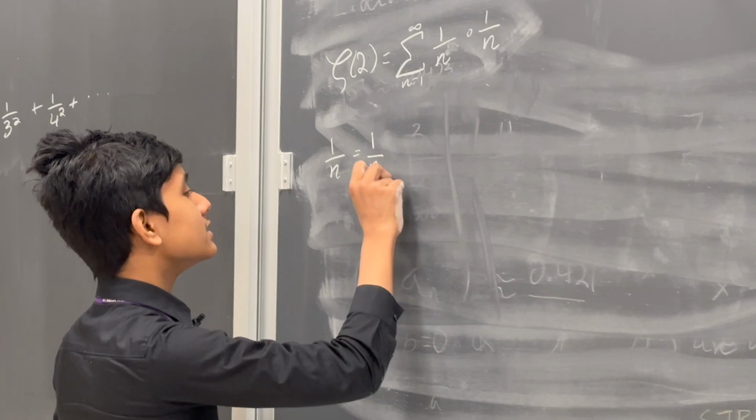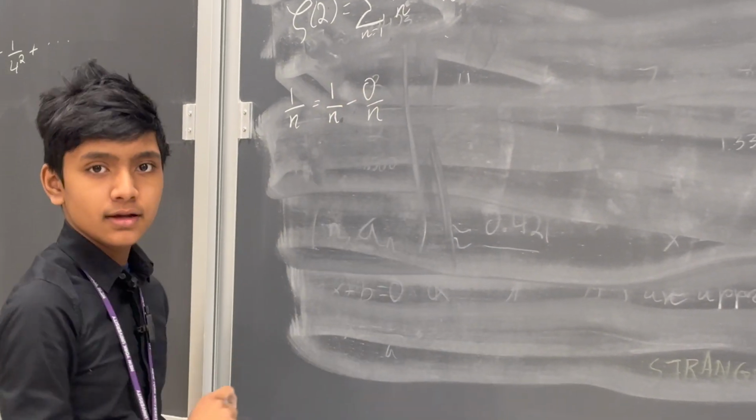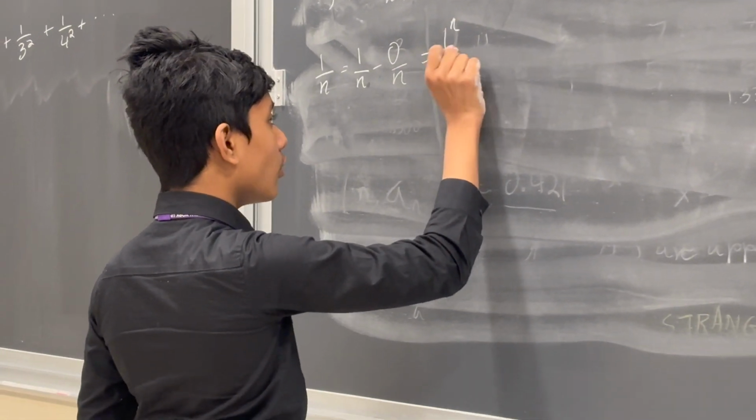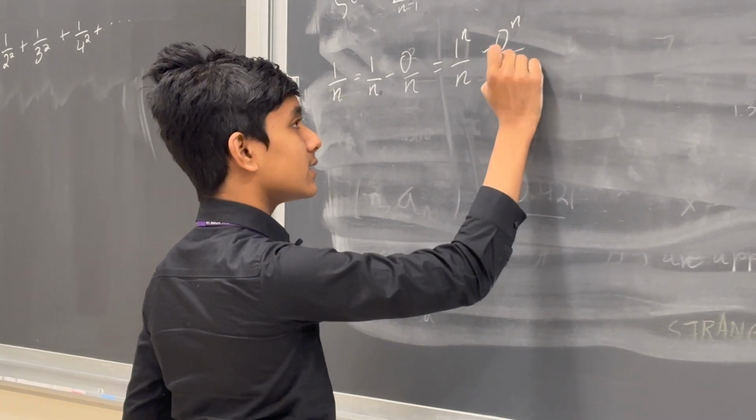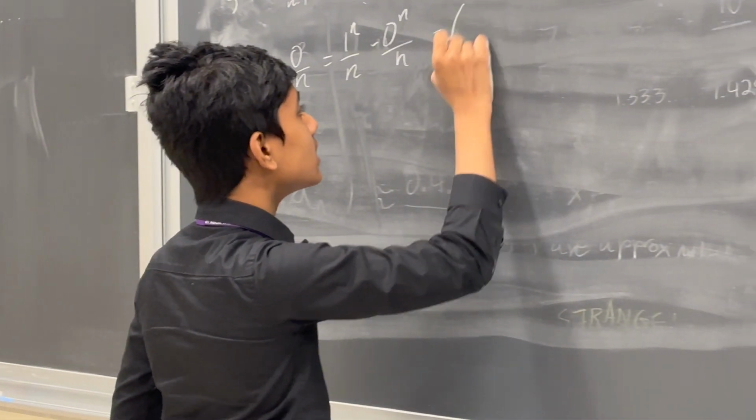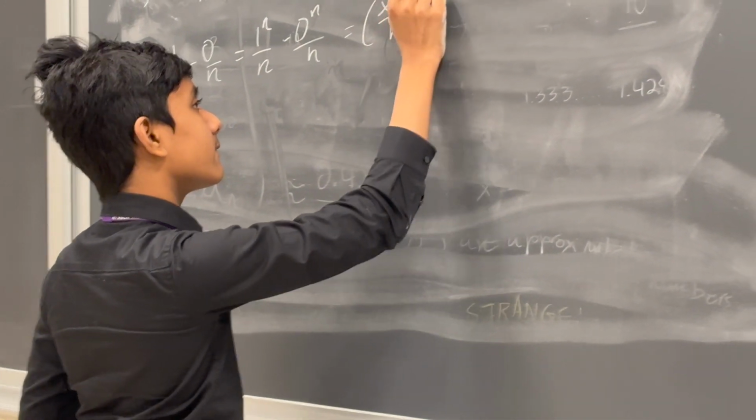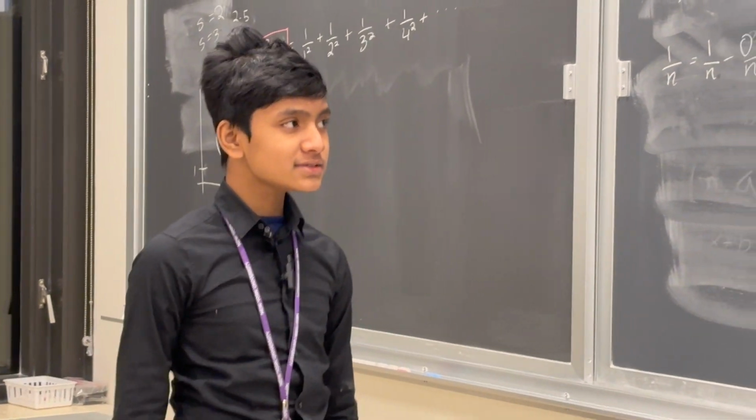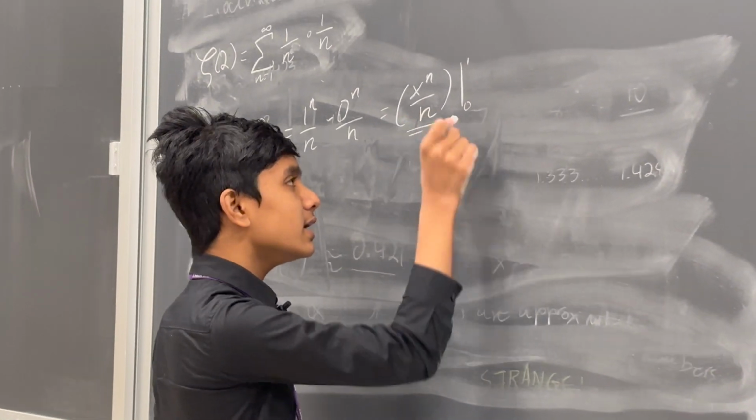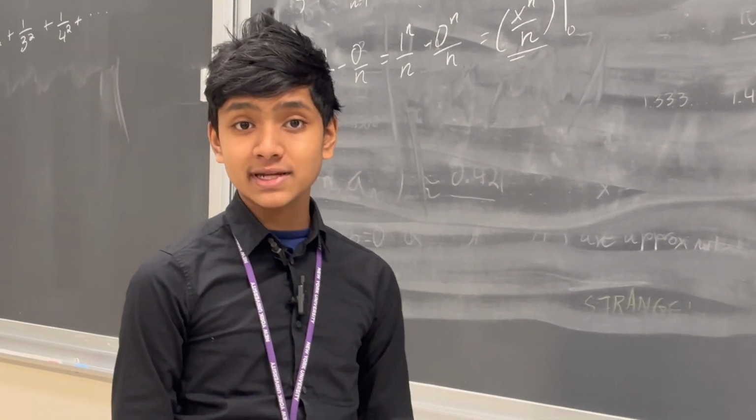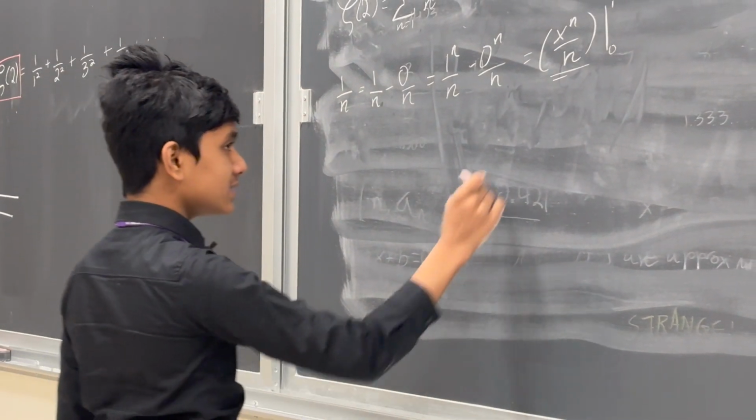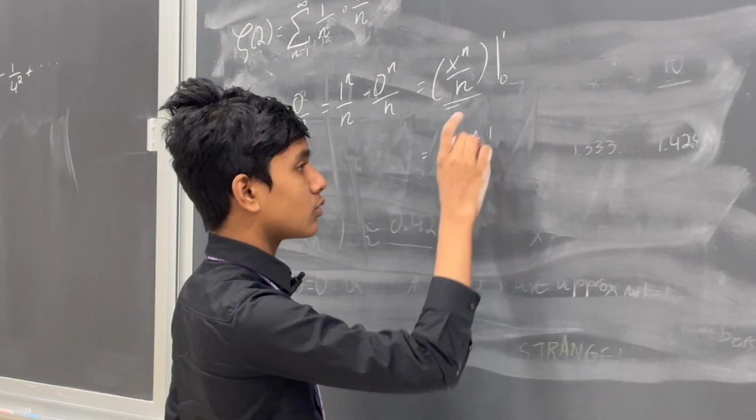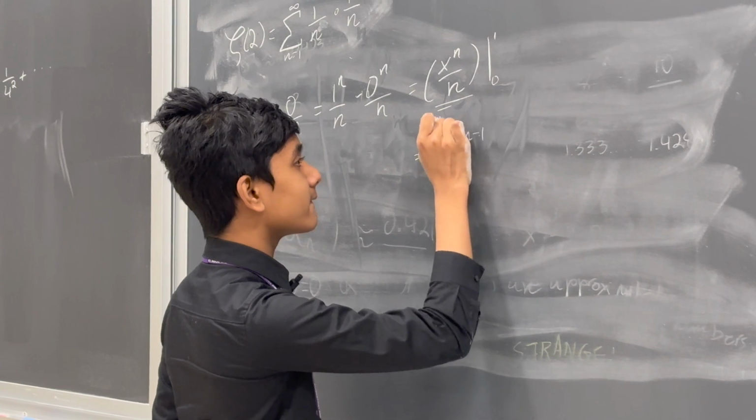1 over n, I hope we can all agree on this, is equal to 1 over n minus 0 over n. I know, sounds stupid. But now, consider that that's equal to 1 to the n over n minus 0 to the n over n. So, this is equal to x to the n over n, with bounds 0 to 1. And what was the motivation for all of this? Well, this looks suspiciously like a product of the inverse power rule from integration. In other words, this is equal to the integral of x to the n minus 1, from 0 to 1.